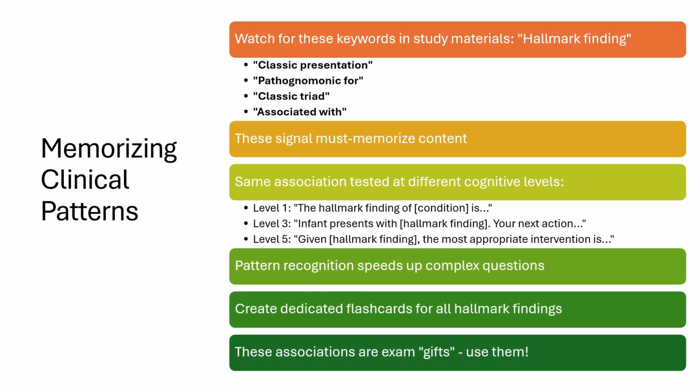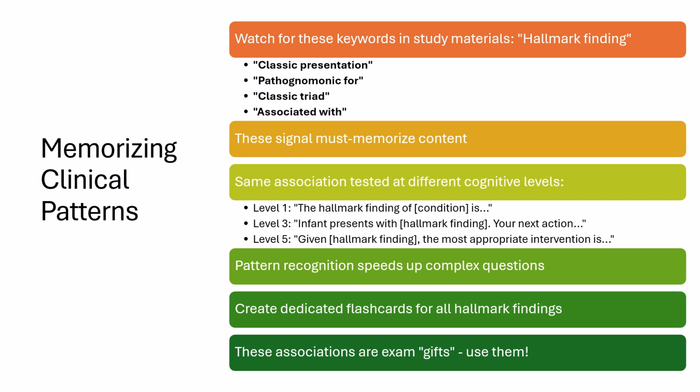Before we wrap up, I want to share a critical study strategy that will serve you well across all question types. As you're studying, you need to develop a radar for certain keywords that signal must-memorize content. When you see phrases like hallmark finding, classic presentation, pathognomonic for, classic triad, or associated with, stop and make a flashcard immediately. These are the exam writers telling you exactly what you need to memorize.